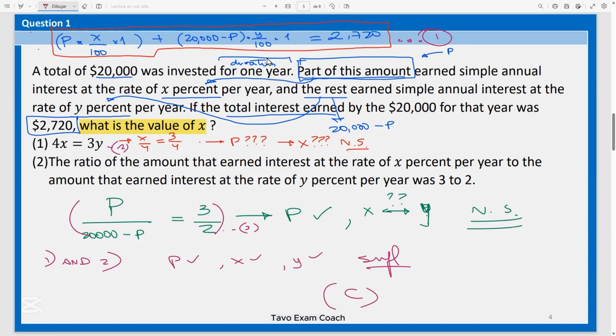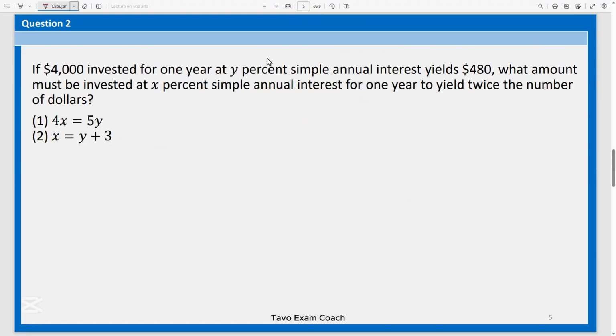Let's see another example. If $4,000 invested for 1 year at Y% simple annual interest yields $480, what amount must be invested at X% simple annual interest for 1 year to yield twice the number of dollars?